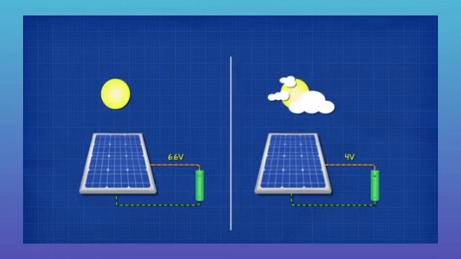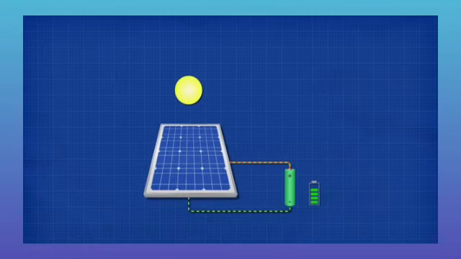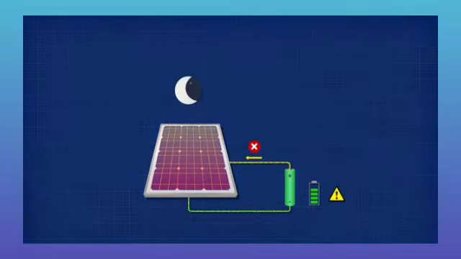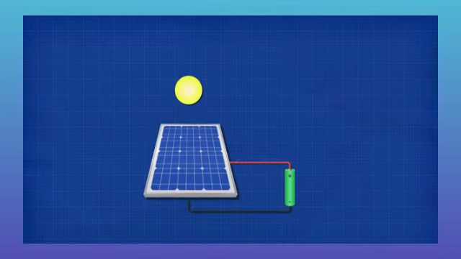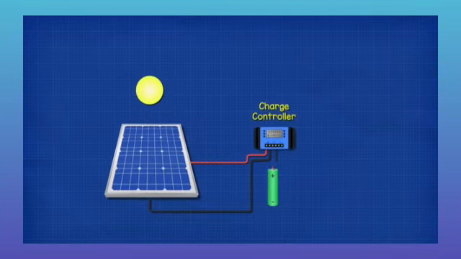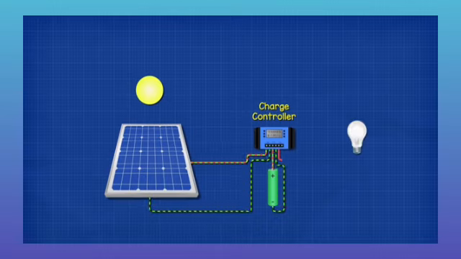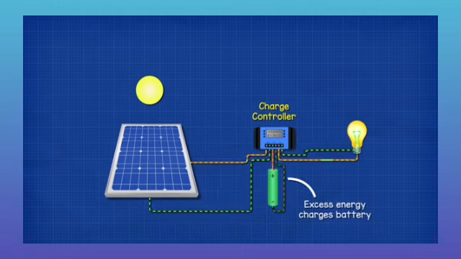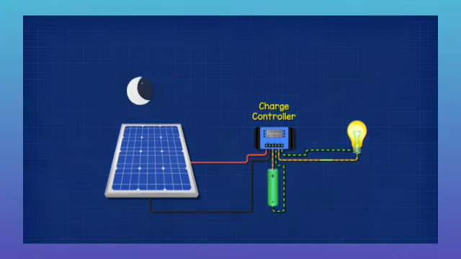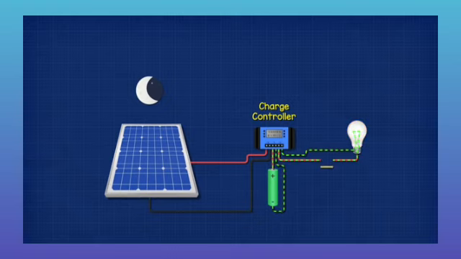However, the voltage and current will vary, and the solar module can overcharge the battery, which will damage it. And at nighttime, the battery can discharge back through the solar panel. So, we separate them using a charge controller. Now, when the sun shines, the controller charges the battery. We can switch the light on, and the controller sends power to the load, with any excess energy going to charge the battery. At nighttime, the controller protects the solar panel from the battery, but it still allows us to use the energy stored in the battery.